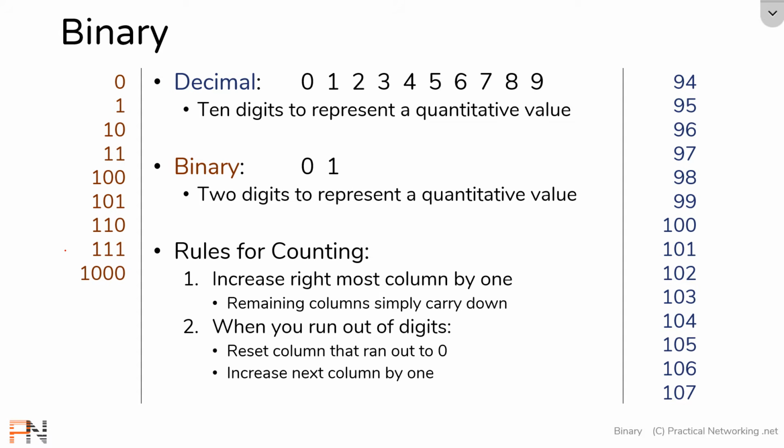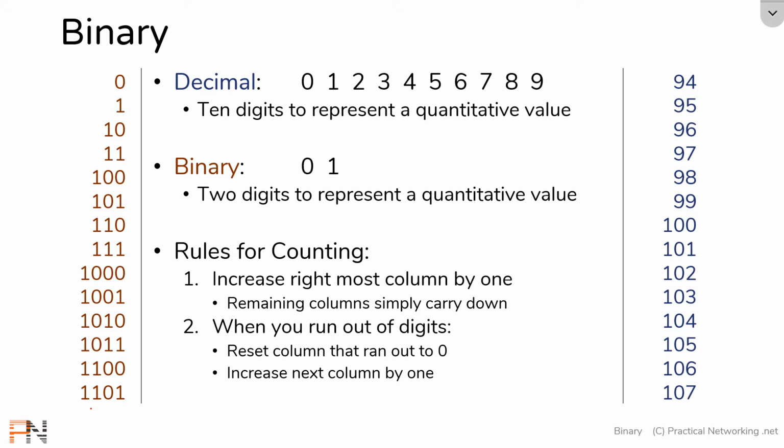Hopefully, you're able to go from 1000 in binary to 1001, then 1010, then 1011, then 1100, and end on 1101. So at this point, you understand that the rules for counting in binary are the same as for counting in decimal.